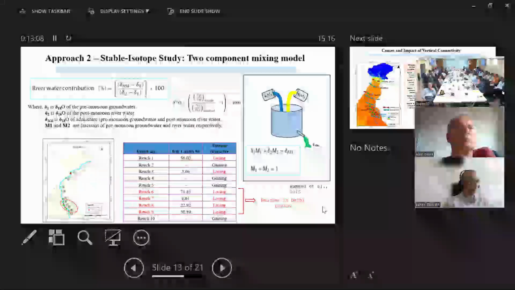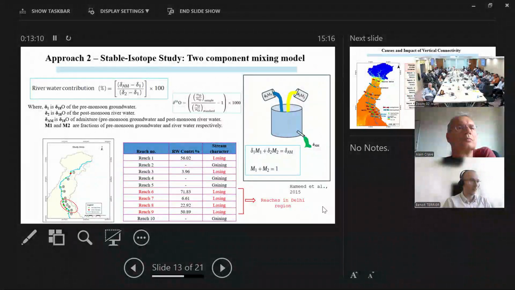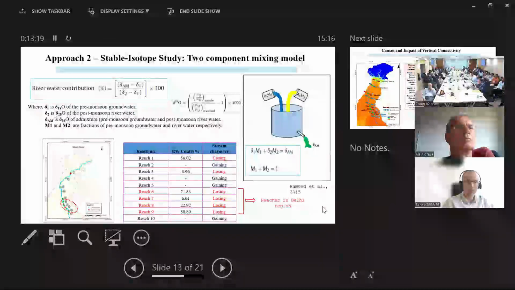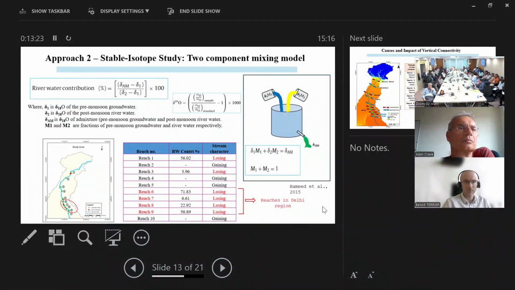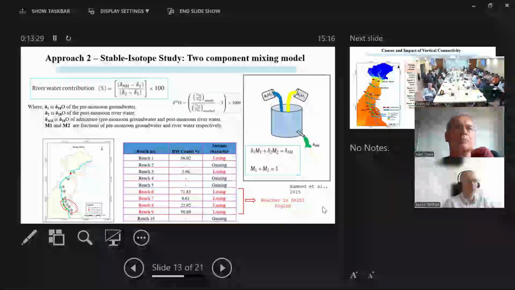So delta 1, delta 2, and delta AMs are known from the estimation, and on this basis M1 and M2 have been determined. This shows that, first of all, our isotope data set matches very well with the field data set. The regions which are losing show that kind of loss, and the loss is quite variable. In some places around half of the water is lost, but at the midstream part there is a loss, but it is insignificant.